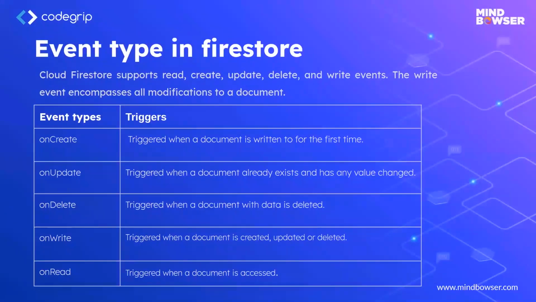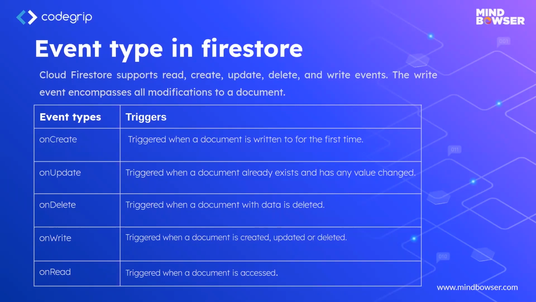Events are triggered when some modification or accessing is done in Firestore. Mainly there are 4 or 5 types of events in Firestore. First is on create. This will trigger when a document is written or created for the first time.